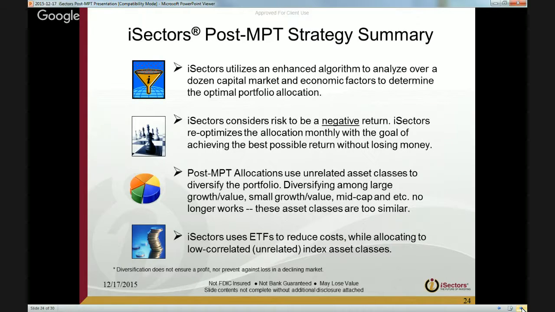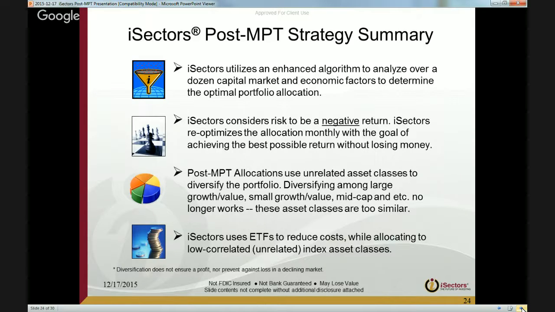Well, the post-MPT models are designed to outperform their benchmark, which is the S&P 500, over a complete market cycle. If you look at our returns since their inception in February 2005, we have outperformed the S&P by over 2% on an annualized basis. The model is going to underperform at times. I mean, it's not perfect. No asset allocation model is going to be perfect.